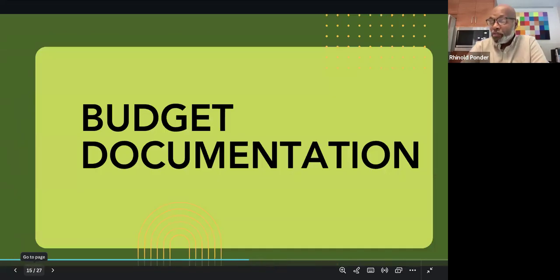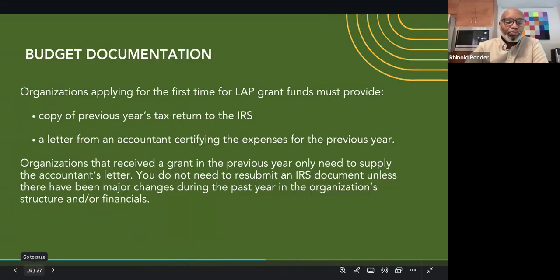I'm going to talk to you a little bit about budget documentation. This is applicable not only to the LAP grants, but also to the historic grants. Organizations applying for the first time for the grants must provide a copy of the previous year's tax return to the IRS and a letter from the accountant certifying the expenses for the previous year. Organizations that received a grant in the previous year only need to supply the accountant's letter. You don't need to supply the IRS document unless there's been some major financial changes in your organization.